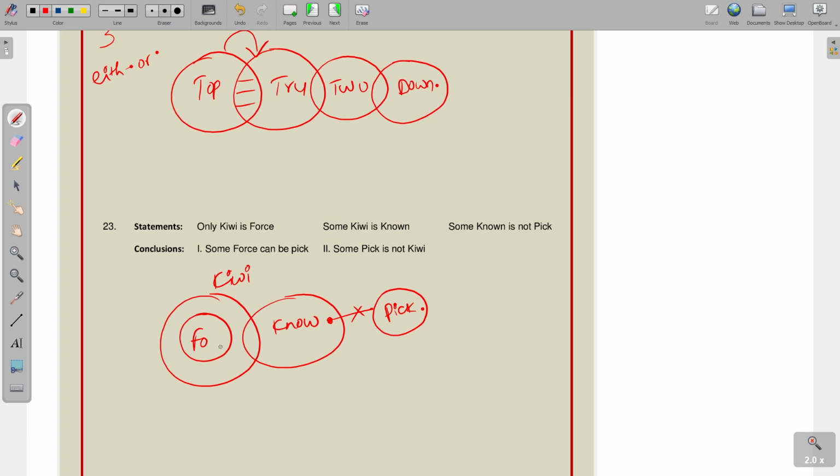See the conclusion. Some force can be pick. So already we know force is related to only kiwi, so it definitely does not follow. Some pick is not kiwi. So pick here and kiwi here. Definitely conclusion 2 also does not follow, because there is no relation between kiwi and pick. So some not definitely does not follow. What is the answer? Option 4 is the answer. See the next one.